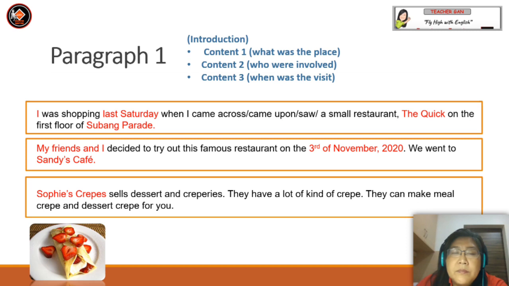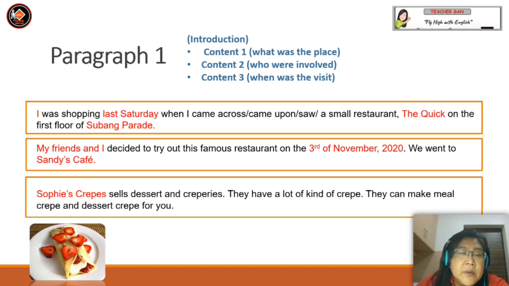We have more examples for paragraph 1. Remember that you are writing what, who, and when. So another example will be, I was shopping last Saturday when I came upon, or I came across, or I saw a small restaurant, The Quick, on the first floor of Subang Parade. My friends and I decided to try out this famous restaurant on the 3rd of November 2020. We went to Sandy's Cafe.